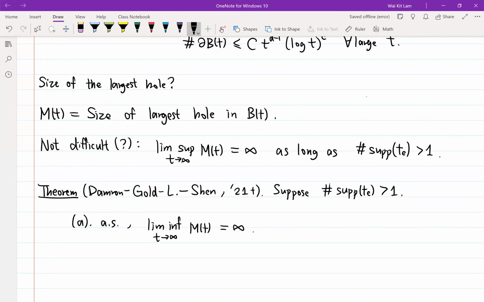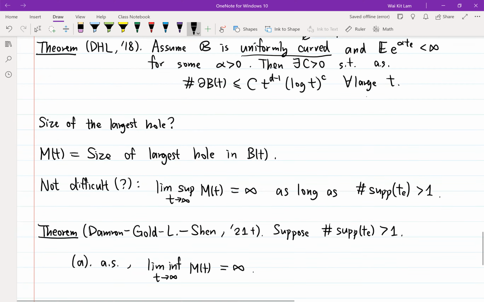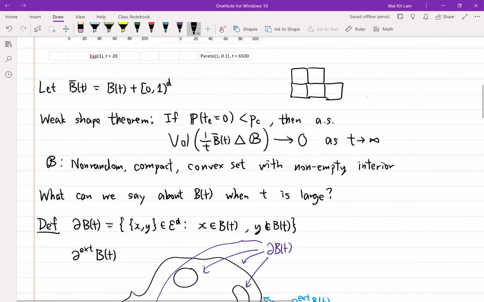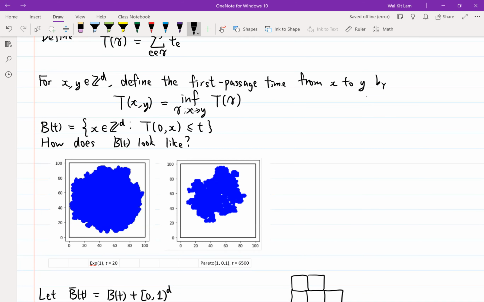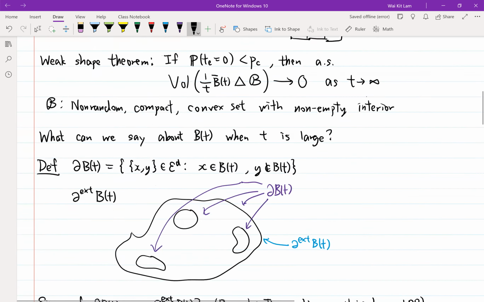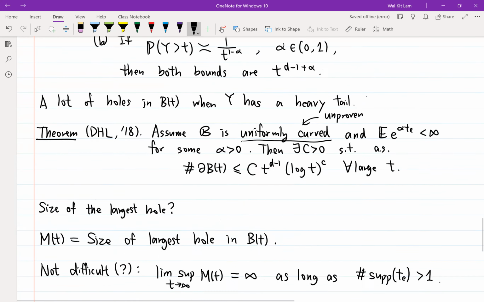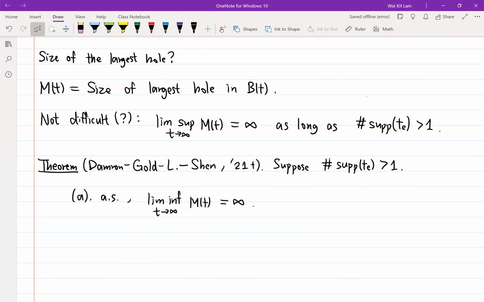If you just look at the simulations, it's kind of surprising because, again, go back to here. Although for the picture on the left you couldn't see any holes, actually when t is getting larger, you will be able to see a large hole. Of course, one reason you couldn't see it here is that this t is really small. Okay. But it turns out that as long as your distribution is non-trivial, there is always a large hole when t is large.